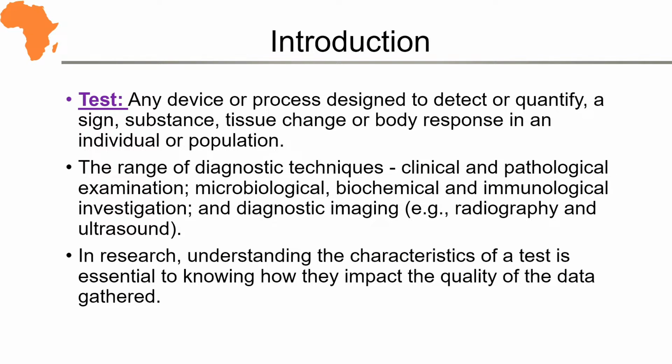In research, understanding the characteristics of a test is essential to knowing how they impact the quality of the data gathered. What does that mean? What do you understand by that? It's not just a sentence to fill the slide. How will the test result affect the quality of the data gathered? Let's make sure we start from some basics, and then start building complexity.